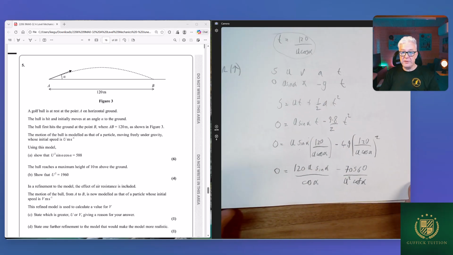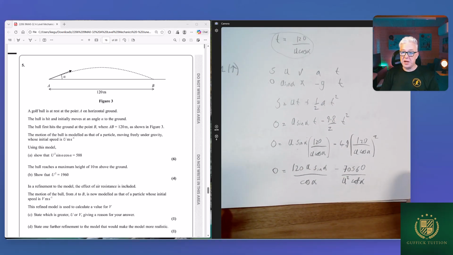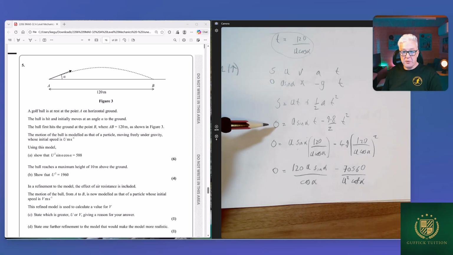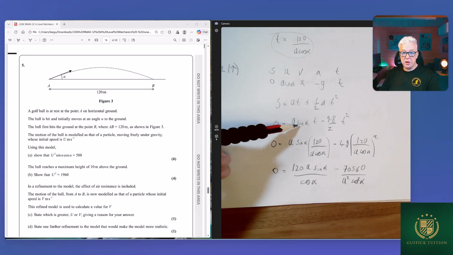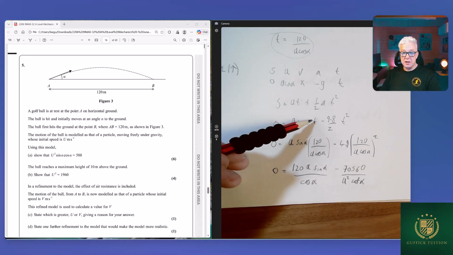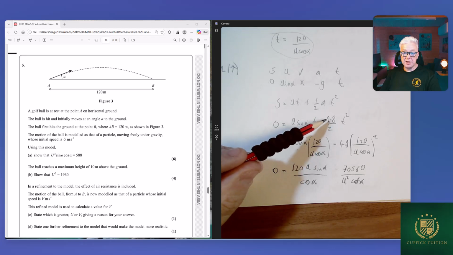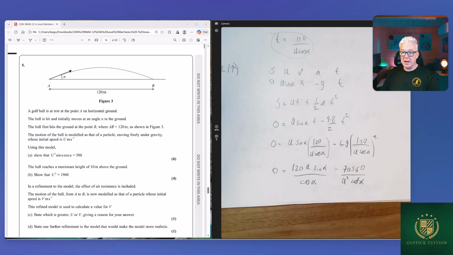So the appropriate SUVAT equation is going to be s equals ut plus half at squared. So we can sub everything in now. It's going to hit the ground, so the displacement is 0. The u is the vertical component of velocity, u sine alpha. T is t, acceleration is minus 9.8, and t is t again there.